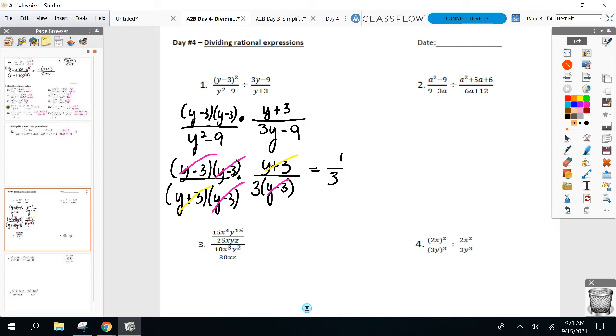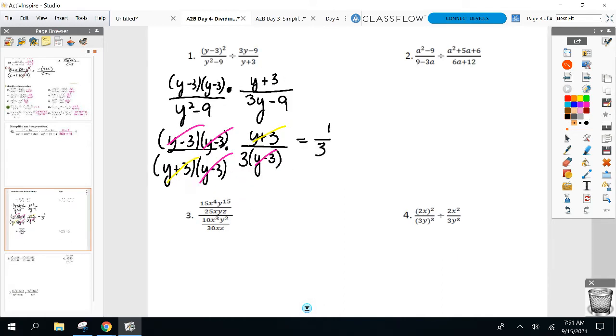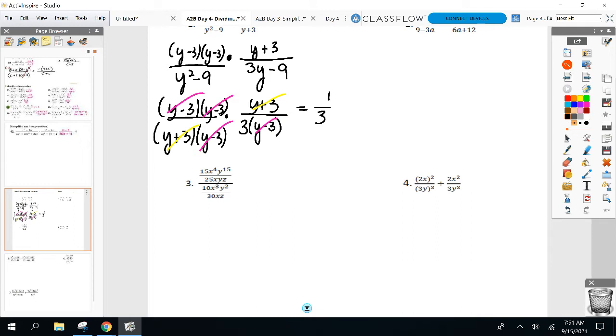I'm going to skip over number 2. You're going to do that on your own. Everyone all right on number 1? Okay, let's go to number 3 now. We do not like the way that looks, huh? That looks very, very intimidating. But watch!